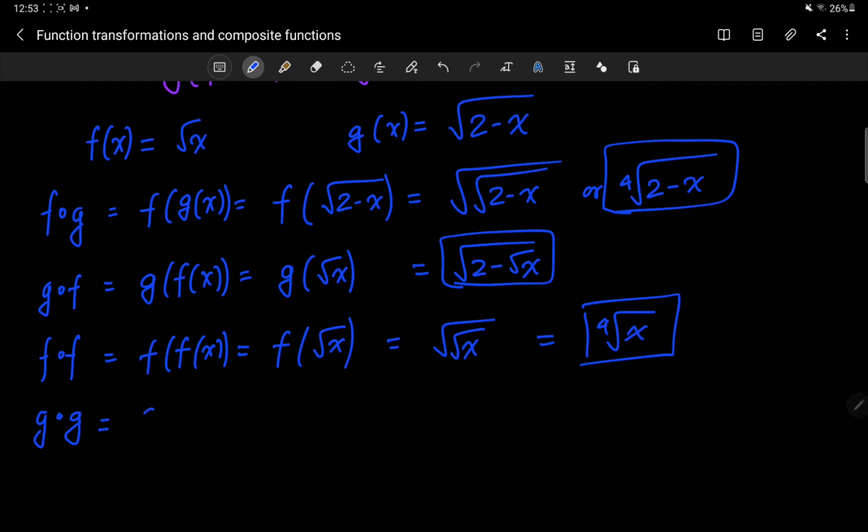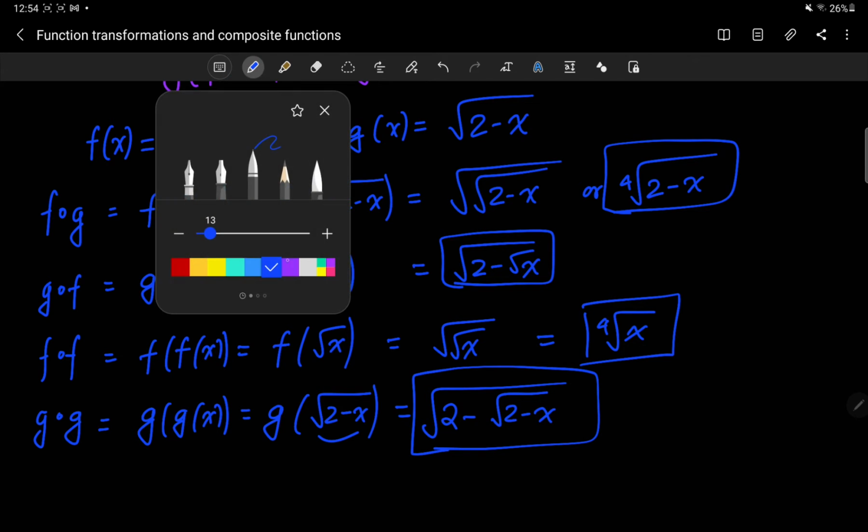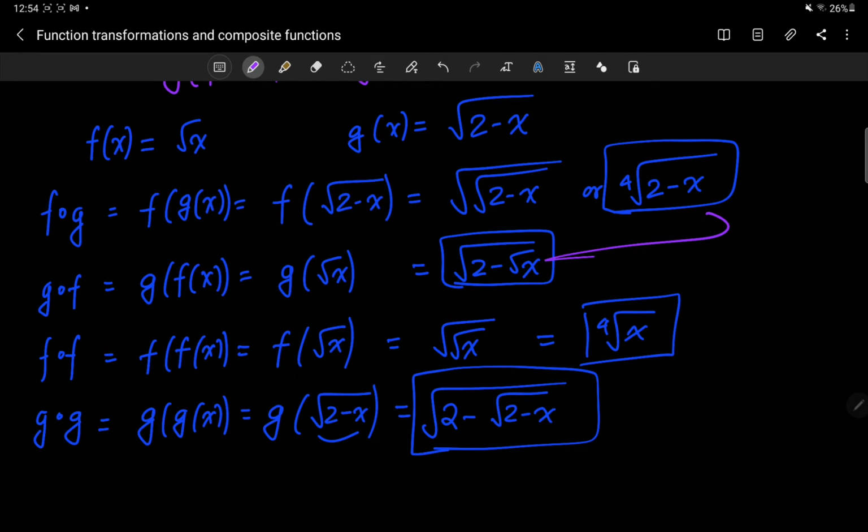Similarly, g of g is g of g of x, which would be g of the square root of 2 minus x. So g applied to this would give me a square root of 2 minus whatever is the input, which is square root of 2 minus x. So in this case, as you can see, all of these four functions come out to be vastly different kinds of functions, right?